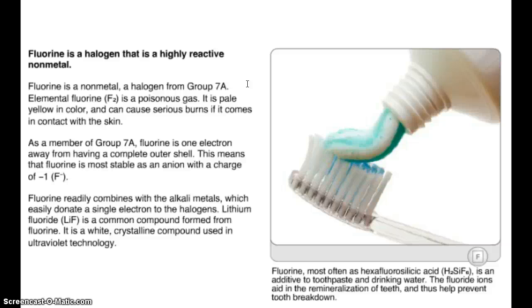As a member of group 7A, fluorine is one electron away from having a complete outer shell. This means that fluorine is most stable as an anion with a charge of -1, or in other words, F-. So fluorine really wants that last electron to have a full outer shell, which means it has the highest electronegativity of any atom, and therefore it's not going to be stable until it gets that electron, which gives it a -1 charge because it has one extra electron.